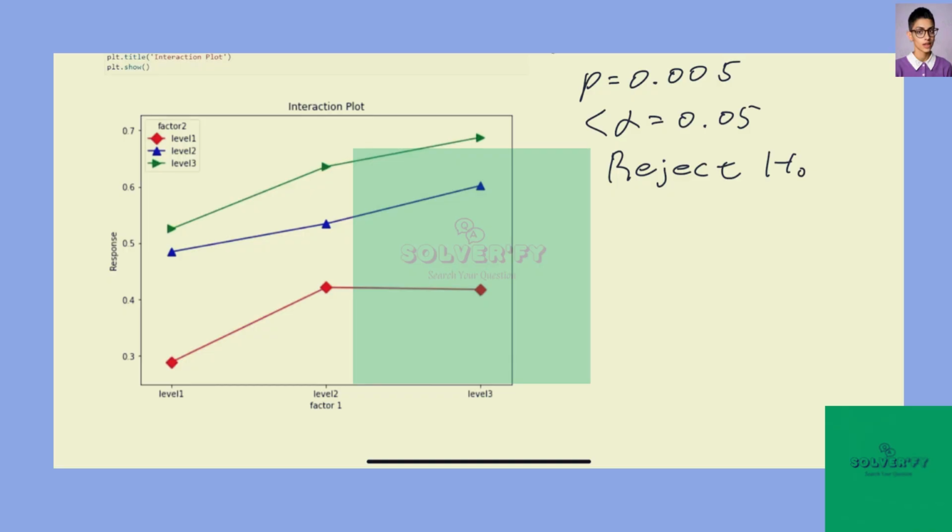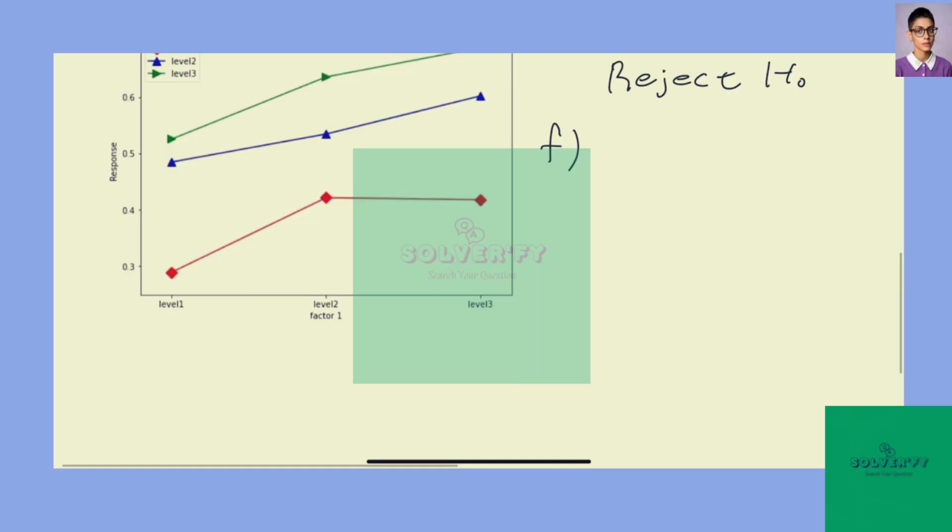So for F, we're going to do an interaction plot of the data, and here I have the Python code again to produce the interaction plot, and here is the output.